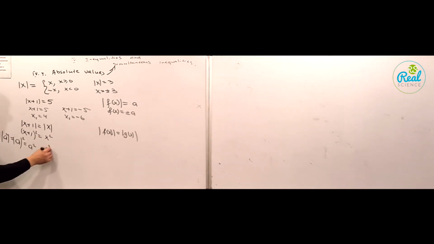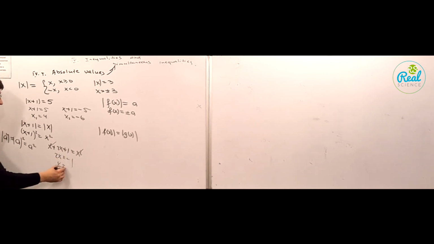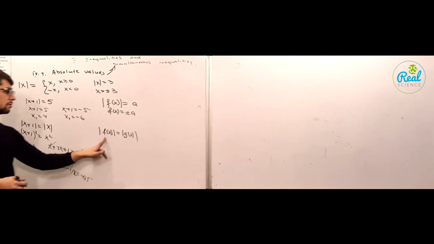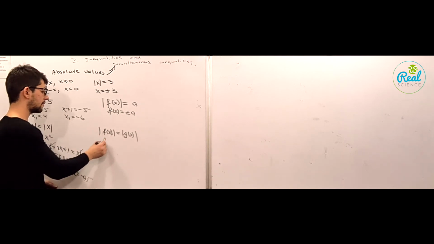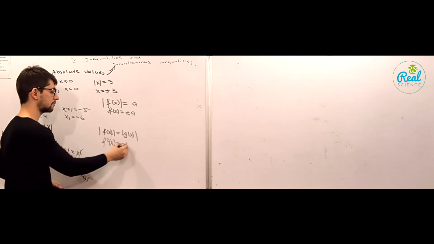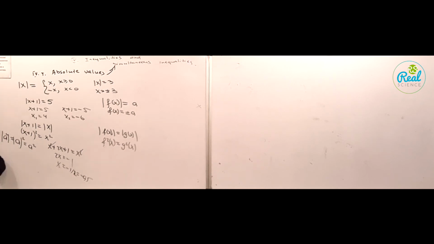And let's continue here. X plus 1 squared means x squared plus 2x plus 1 equals x squared, and there is a cancellation, and your 2x equals minus 1, and your solution is minus 1 over 2, minus 0.5, right? So the solution here will be f square x equals g square x, okay? Okay, this is the first method.